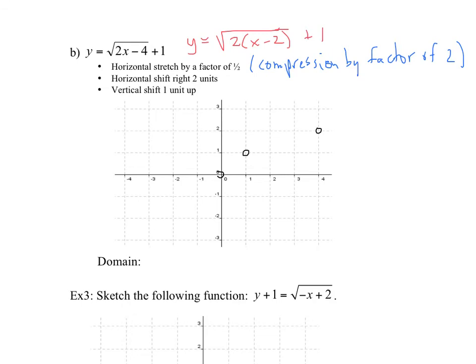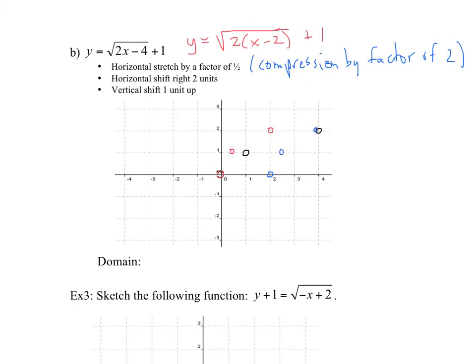Okay, so this first 2 here divides all the points by 2. So the x values by 2, sorry. So now the x value is 1, it's now a half, and now the x value is 2. So that's my first transformation, right? That's the horizontal stretch by factor of a half, or compression by 2. Horizontal shift 2 units right. So all these points move over 2 to the right.